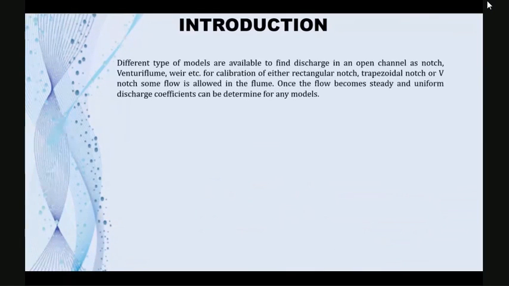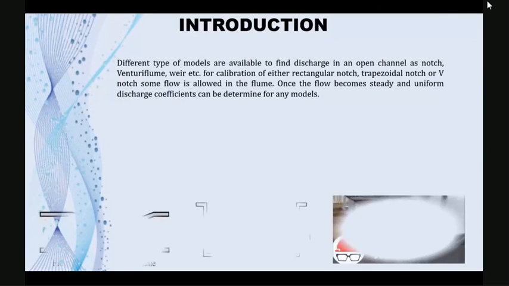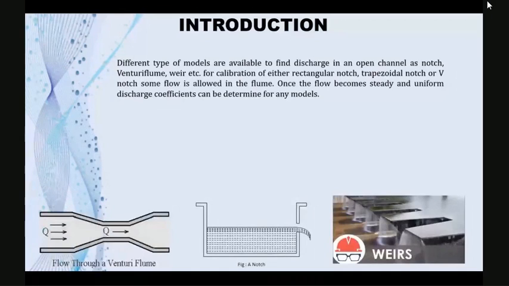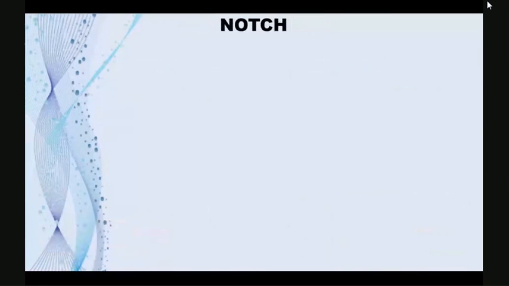Different models are available to find the discharge in an open channel, such as the notch, venturi flumes, weir, etc. For calibration of either a rectangular notch, V notch, etc., some flow is allowed in the flume. Once the flow becomes steady, the uniform discharge can be easily determined for any of the models. So the first question that arises in our mind is, what is a notch?